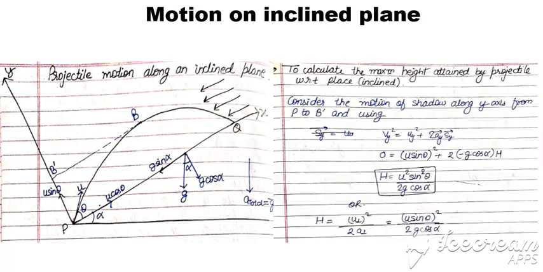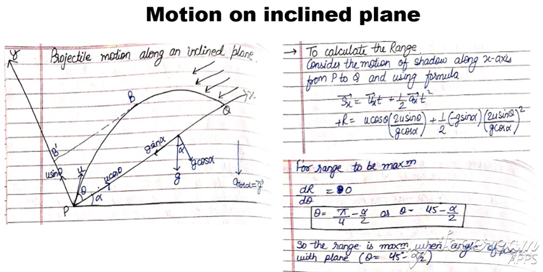Now let's calculate the maximum height attained by the particle with respect to the plane, meaning from here to here. For that also I'm taking the motion along the shadow, half motion, that is from P to B dash along the y-axis, and here the final velocity would be 0 using that same concept. Final velocity is 0, uy is u sin theta, and ay is negative g cos alpha, and h I can simply calculate. Again, it comes out in the same form as u perpendicular squared over 2a perpendicular. So u perpendicular is u sin theta, and a perpendicular is g cos alpha.